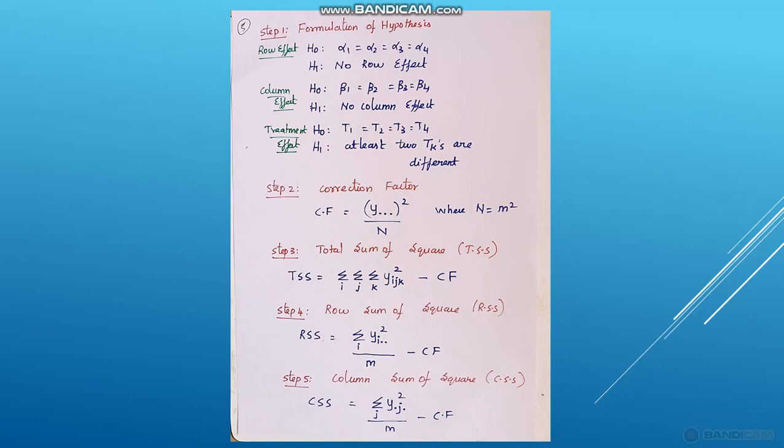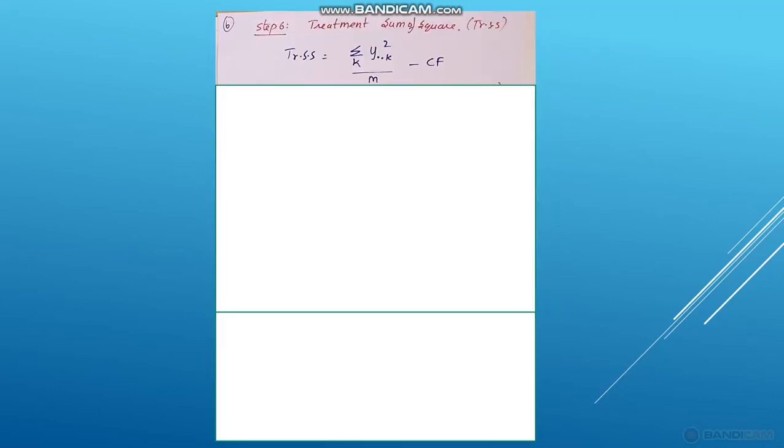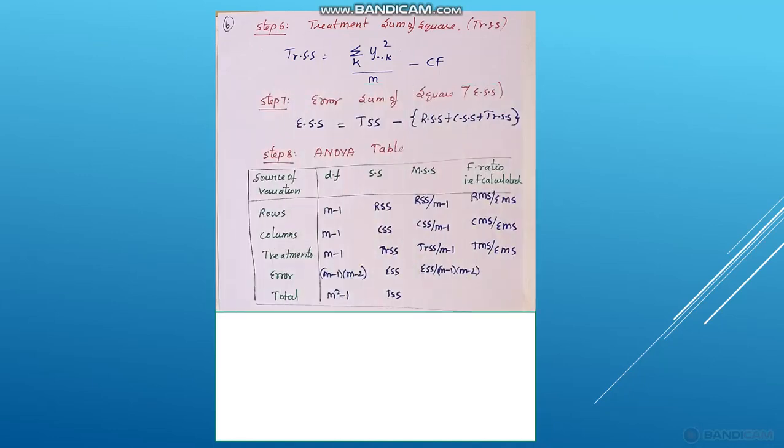The fifth step is you want to find the column sum of square. The sixth step is you want to find the treatment sum of square. The seventh step is you want to find the error sum of square. The formula is total sum of square minus row sum of square plus column sum of square plus treatment sum of square.